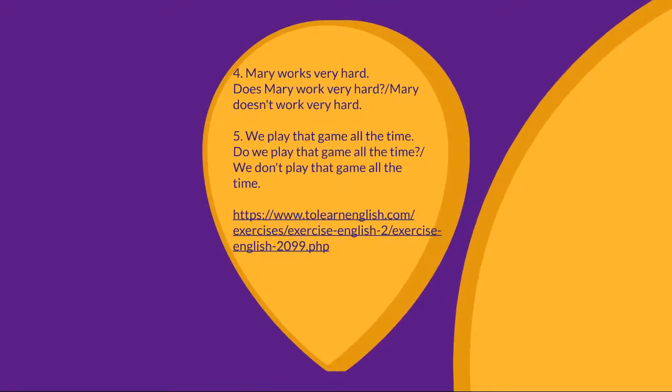Sentence number 4, Mary works very hard. Works is our finite verb, which is a normal verb in the present simple. And Mary is a she. So we use does Mary work very hard for the question, and Mary doesn't work very hard for negation. In 5, we play that game all the time. Play is a normal verb. So if we form a question of this one, we do we play that game all the time? And if we form negation, it's we don't play that game all the time.